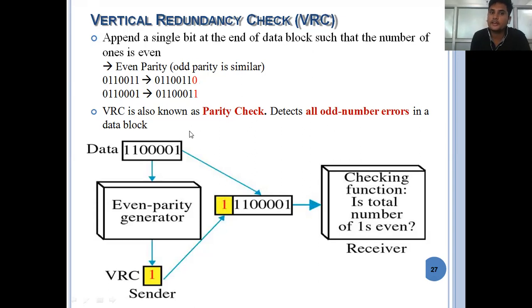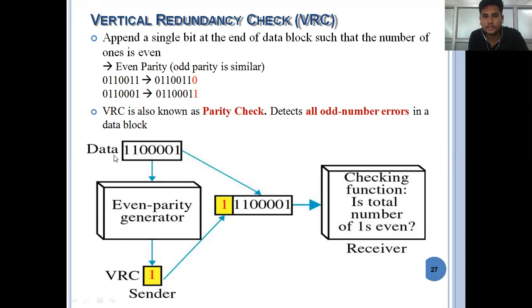So vertical redundancy check is also known as the parity checker. This is also known as a parity check. It detects all odd number errors in the data block.